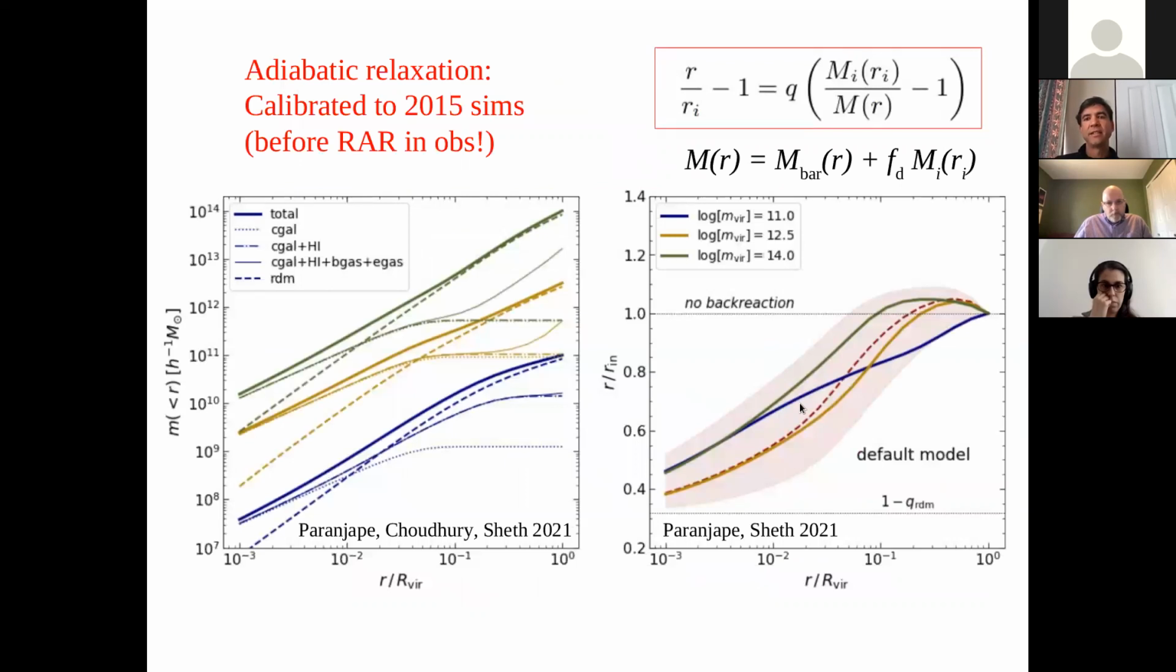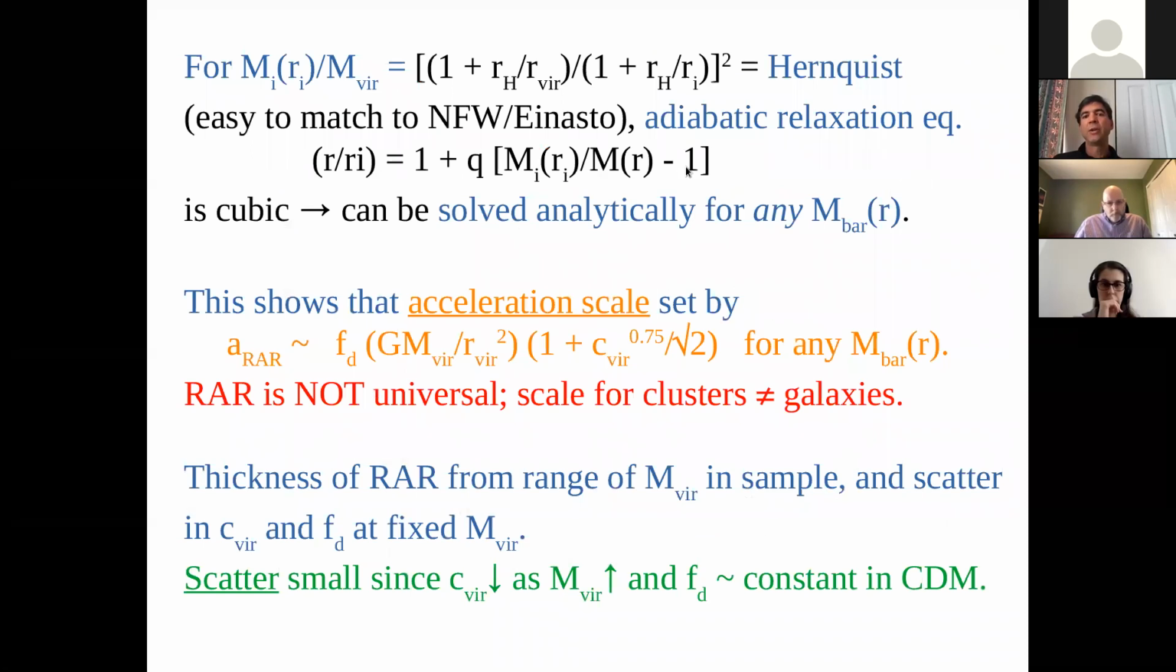But once you have these curves, it means that you know this ratio. Okay. Once you know this ratio, you also know the ratio of the baryonic mass to the total mass. And so you can predict, or you can solve for the shape of this radial acceleration relation analytically. Okay. And so I won't write out the solution to the cubic, but that's in our paper.